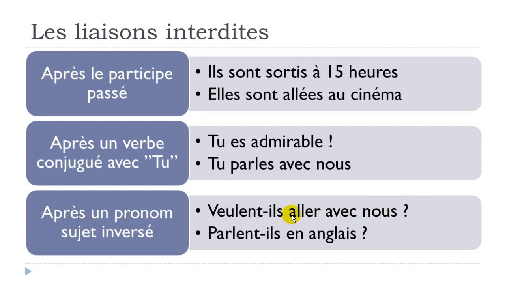If you've got this structure, in which your pronoun is coming after your verb because it's a question, then you don't make the liaison, okay? Veulent-ils aller avec nous? Exactly the same thing here. Parle-t-il en anglais, okay? So no liaison after your pronoun, just because the structure is like that. First you've got your verb, then your pronoun, then you don't make a liaison.